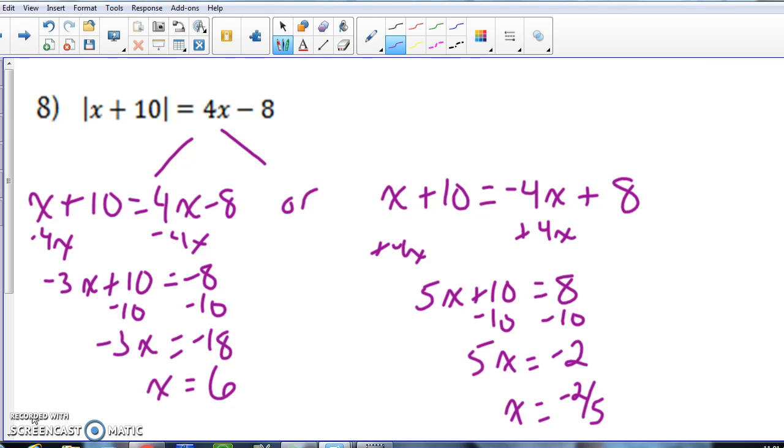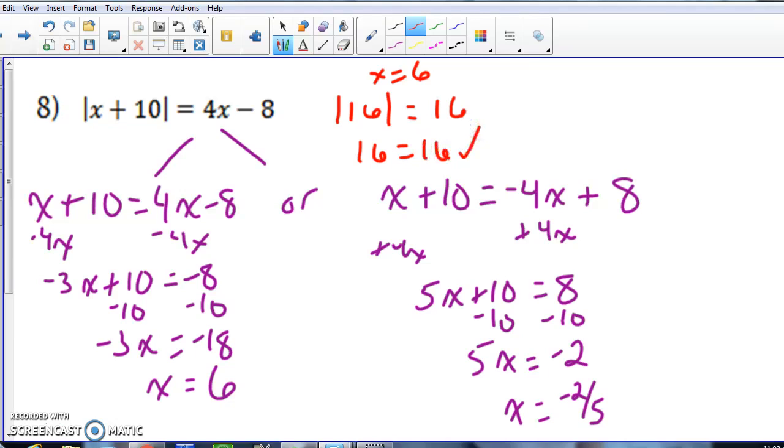Now, we need to check this. So I'm going to take both these answers and I need to see if they work. So if I'm going to check x equals 6, and I don't care where you check them on your paper, I'm just trying to keep it so we can see the problem at the same time. So if I plug in absolute value, 6 plus 10 gives me 16 inside the absolute values. On the other side, 4 times 6 is 24, minus 8 is also 16. And on the left, the absolute value of 16 is 16. So this first one checks out.